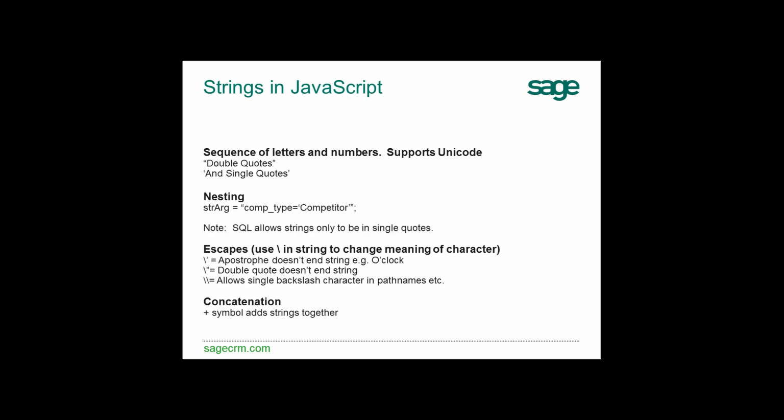We know about declaring strings within JavaScript. If you're using strings within JavaScript, can I point out that you can actually nest strings, and you would need to do this, for example, if you are building a where clause that needs to be sent to the database and you need to pass in string information. So imagine that the string argument variable here has been declared as containing comp underscore type equals, in quotes, competitor, close quotes. That's an example of where we're nesting.